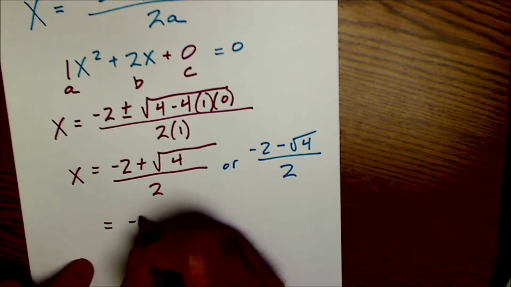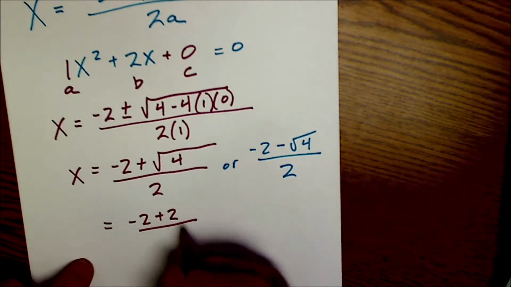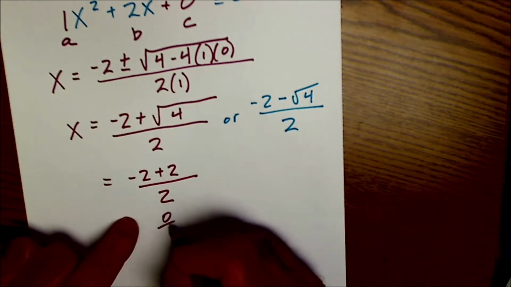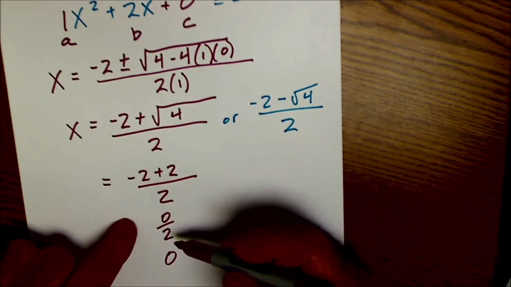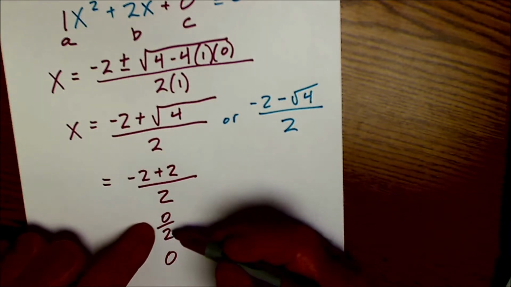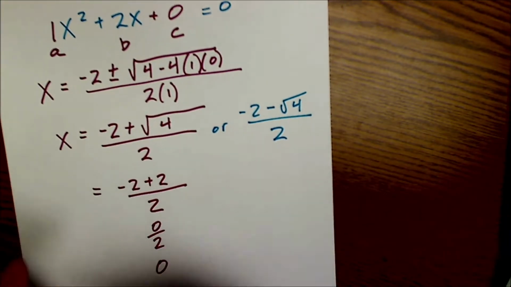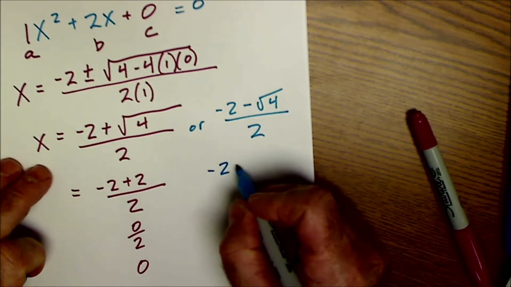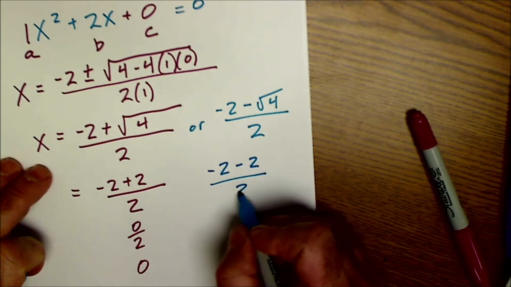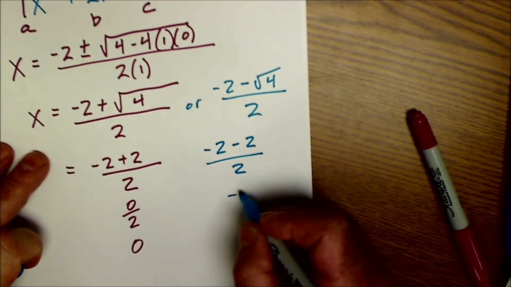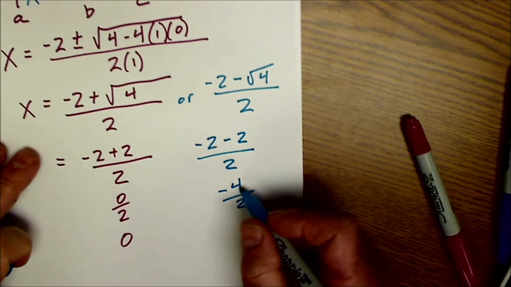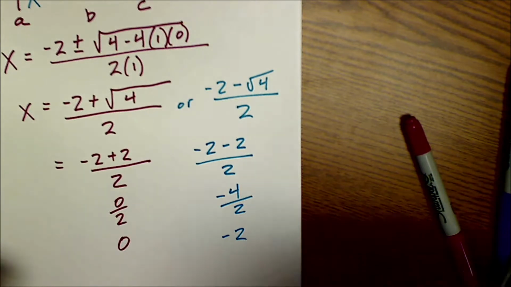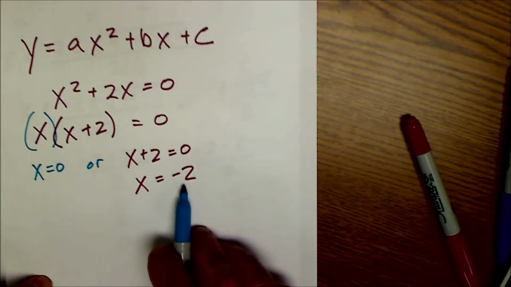So I'm going to have negative 2 plus 2 divided by 2. Negative 2 plus 2 is 0. Divided by 2 is 0. If it were 2 divided by 0, that's undefined, but 0 divided by any number is 0. So there's my one solution. And right here, for the negative, I have negative 2 minus 2 divided by 2. Negative 2 minus 2 is negative 4, divided by 2. Negative 4 divided by 2 is negative 2. So I come up with the same two solutions that I did before, 0 and negative 2.